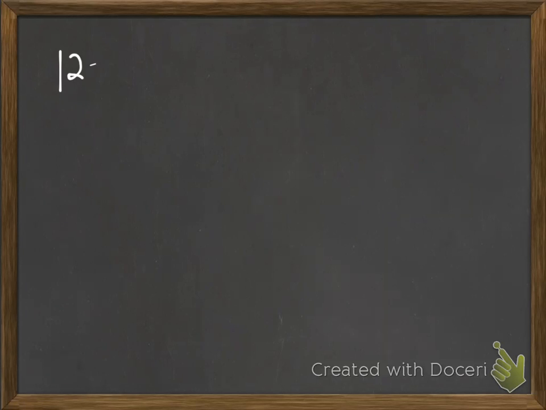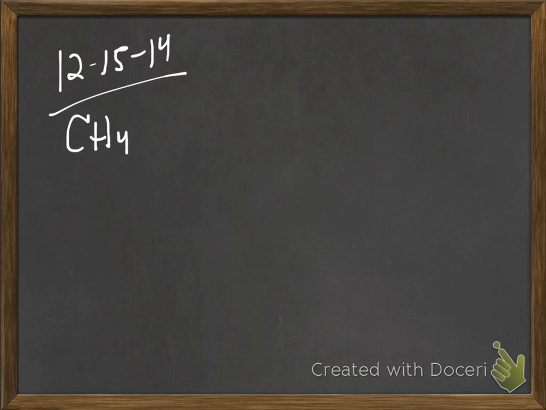Okay, so this is 12, 15, 14. And I gave you CH4, which we did together on our own. And you know that this is one carbon atom and 4 hydrogens. And furthermore, you know that carbon has how many valence electrons? 4. 4 sites for attachment.